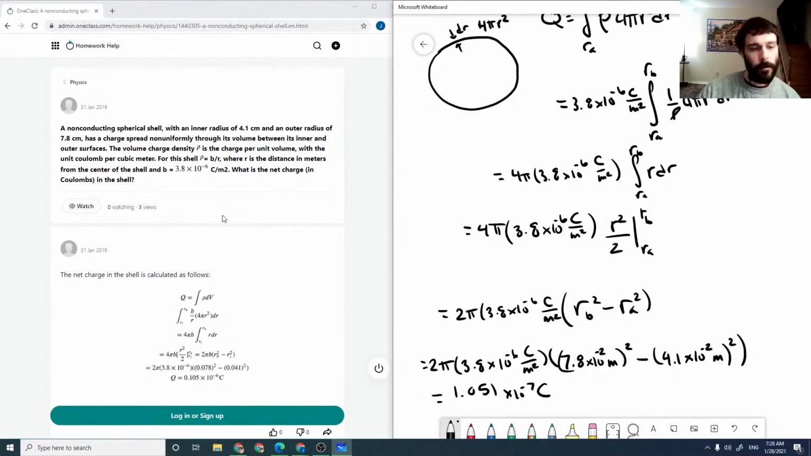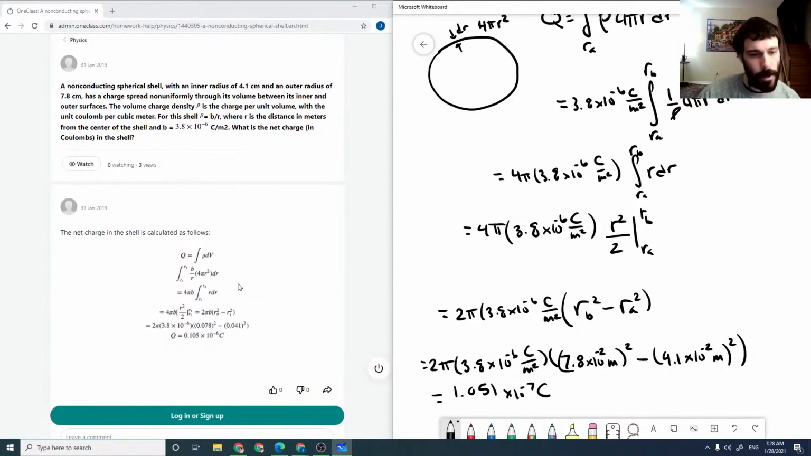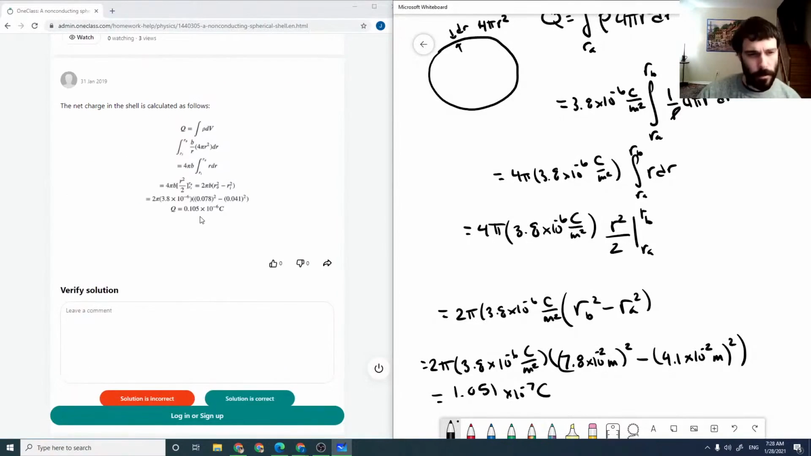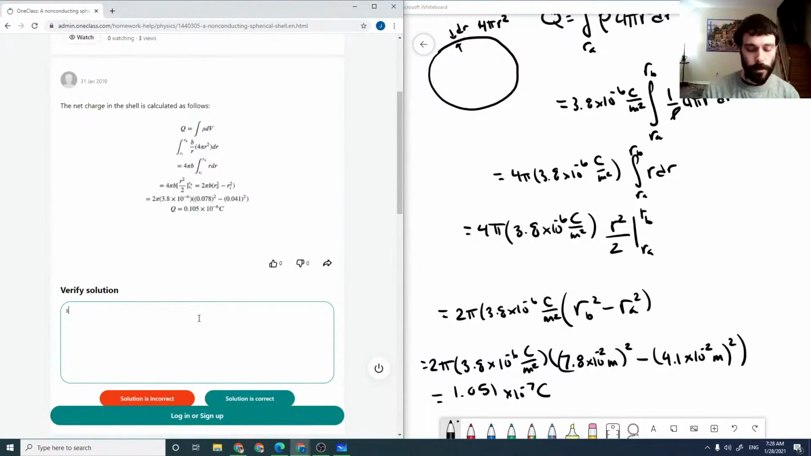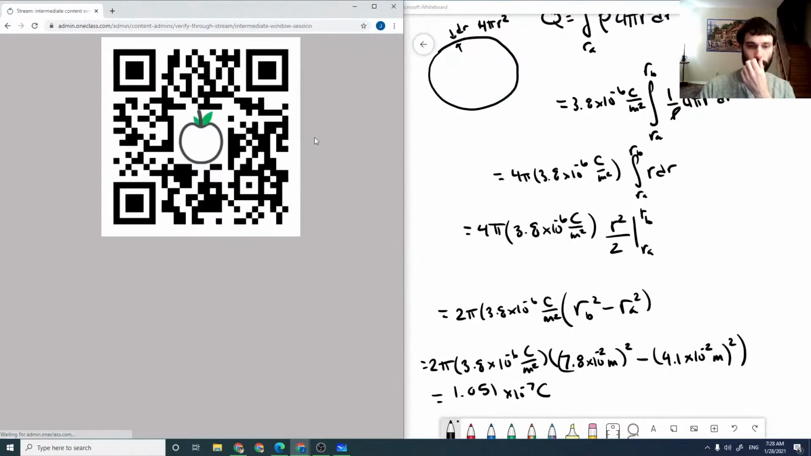Checking the solution here, doing the integrals, it comes out to 0.105 times 10 to the minus 6, or 1.05 times 10 to the minus 7. So, looks good.